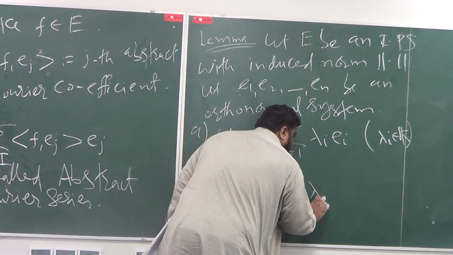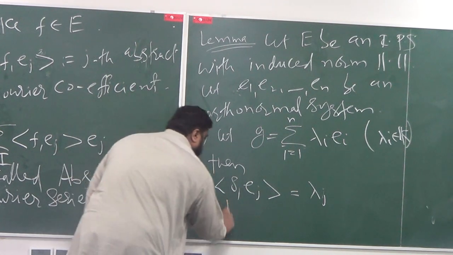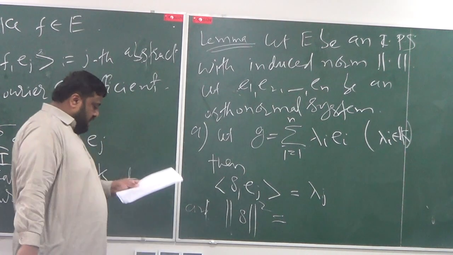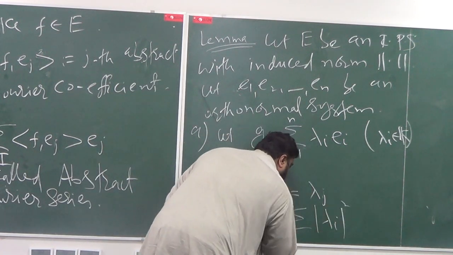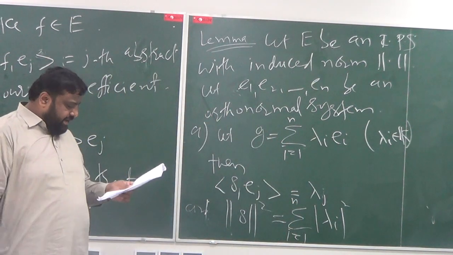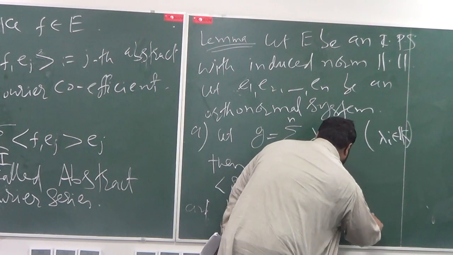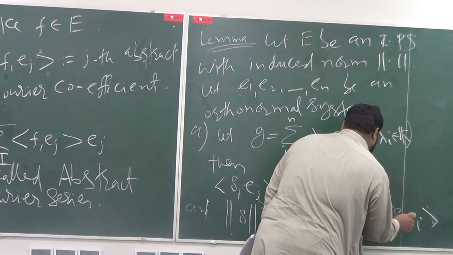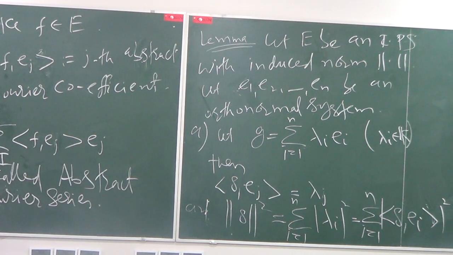Should be lambda j. You're going to see why this is true. And another thing, what would be the norm of this G? The square of the norm of this G must be the sum of lambda i square, where i runs from 1 to n. But keeping in view this notation, I can rewrite this expression as the sum from i equal to 1 to n of the inner product of G, ei, absolute value squared, times ei, divided by magnitude of ei squared. Is it making sense? That's the first part I have.